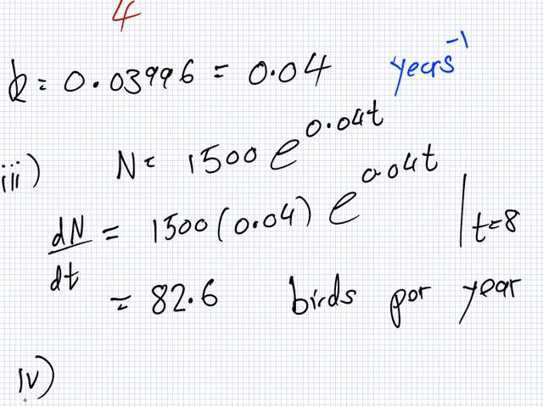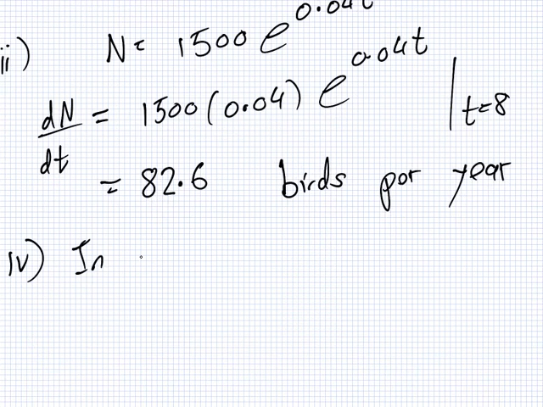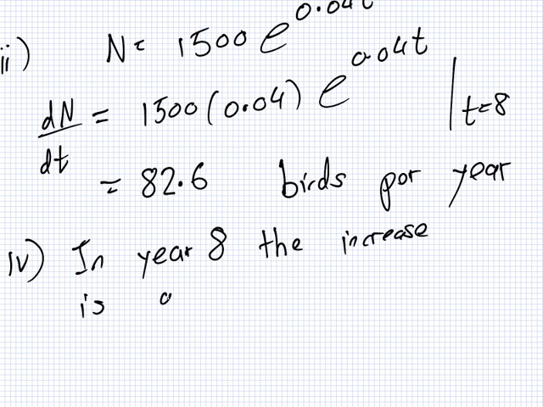Almost. Because it's not every year. It's in the 8th year the increase is 82.6. Can I say every year for 8 years? It's not even that either. It's only in the 8th year. No, not that. In year 8, the increase is about, we'll say, 83 birds. Only in the 8th year.